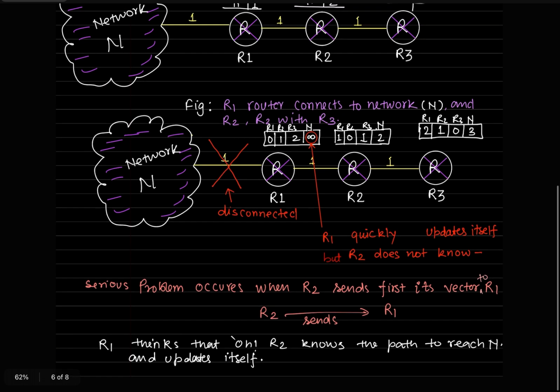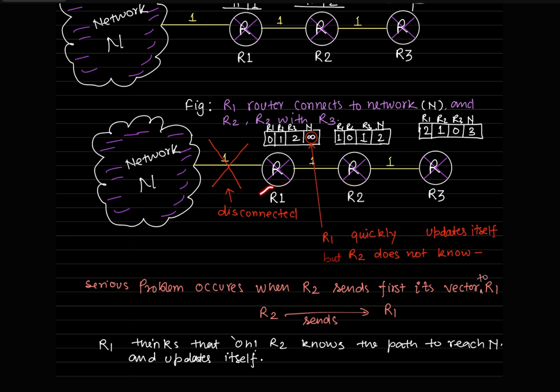So the count to infinity problem occurs when a physical change happens, meaning a disconnection of the network or a disconnection of a link. Suppose network N has been disconnected from R1. What happens? R1 quickly changes the entry corresponding to network N to infinity. Infinity means this network is disconnected. But R2 doesn't know what changes or disconnections have happened, because R1 has not immediately sent the vector to R2. What if R1 receives the vector first from R2?